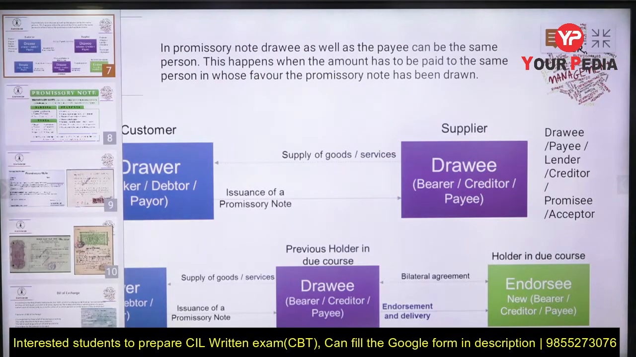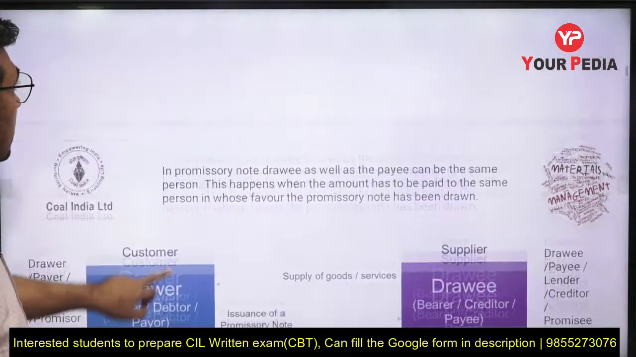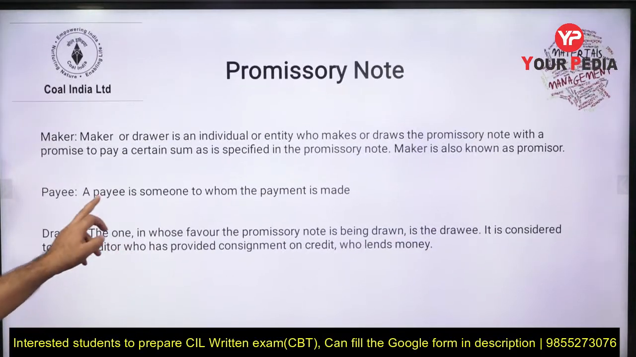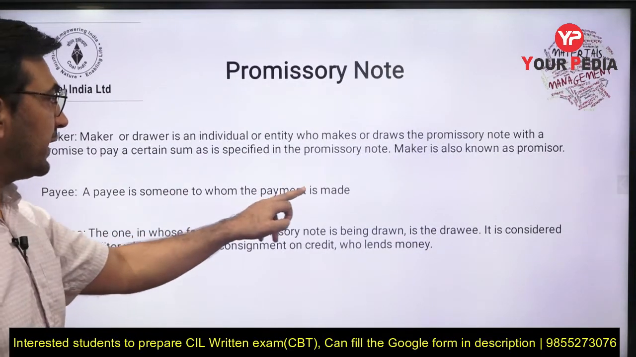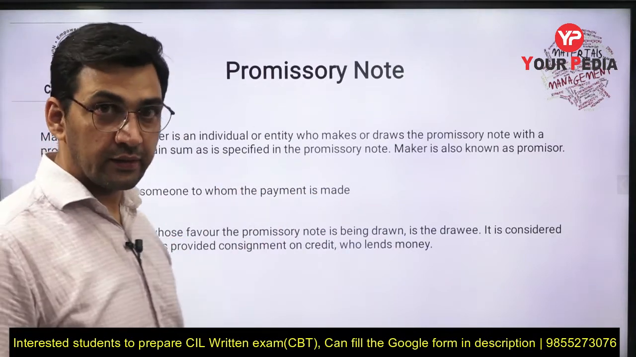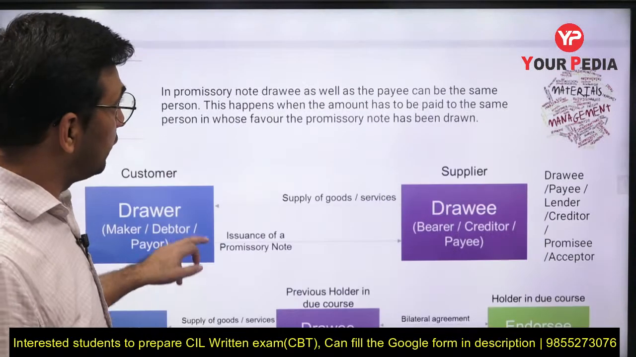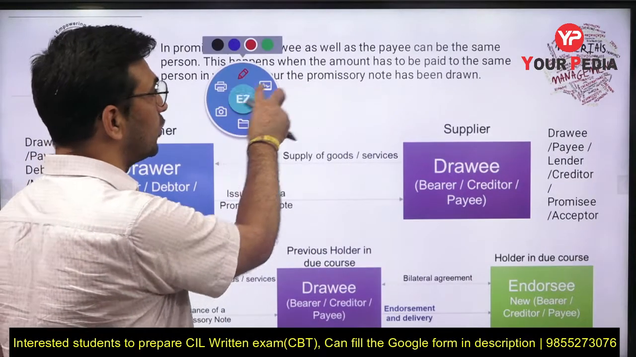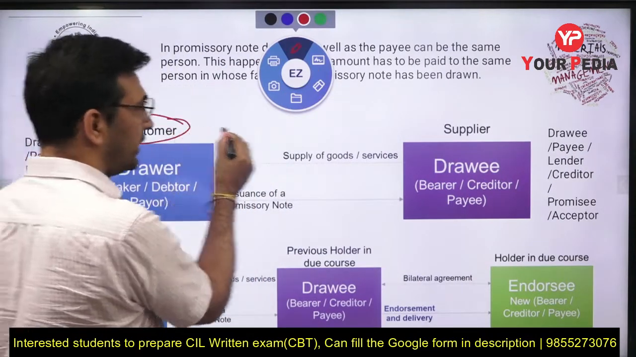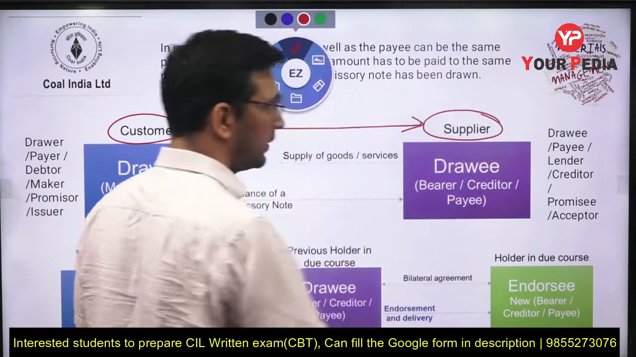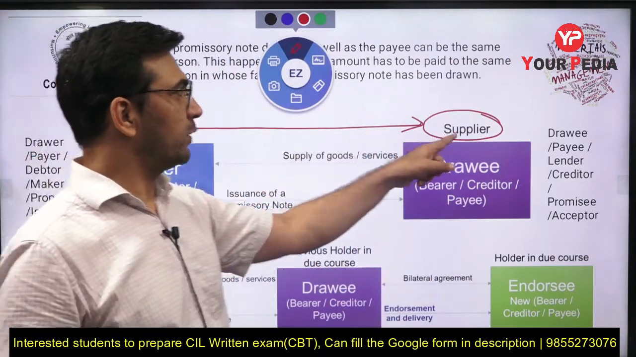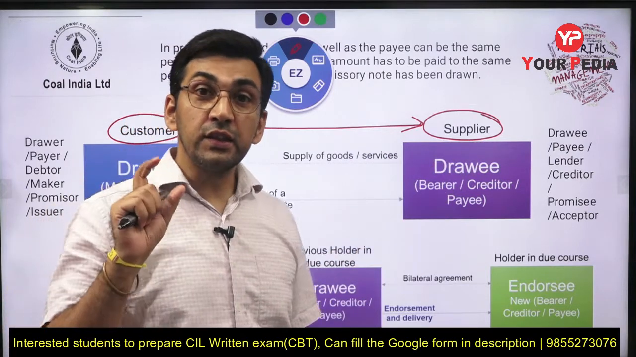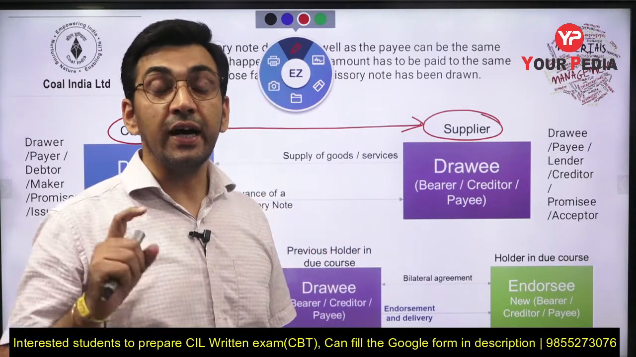Now if that be the case, then just have a look over here. The term we said, payee is someone to whom payment is made, right? So we can say that okay, this customer has to make the payment to supplier. So payee तो यही होगा, has to make the payment to supplier. But we have also said that okay, these negotiable instruments they are transferable.